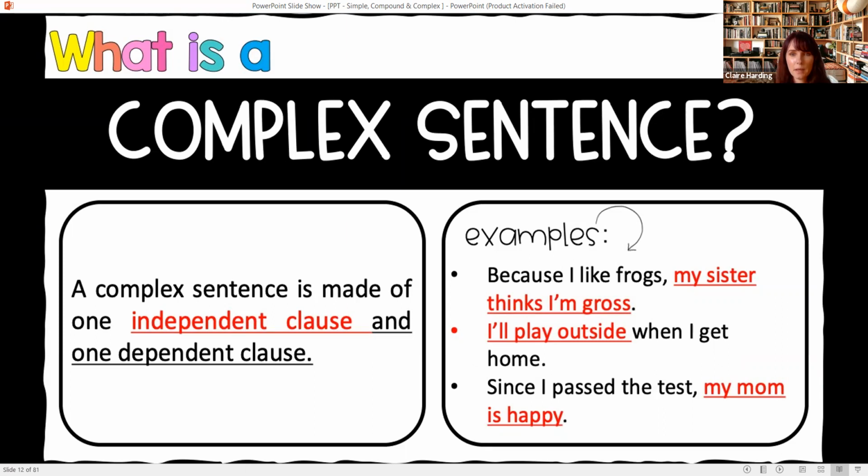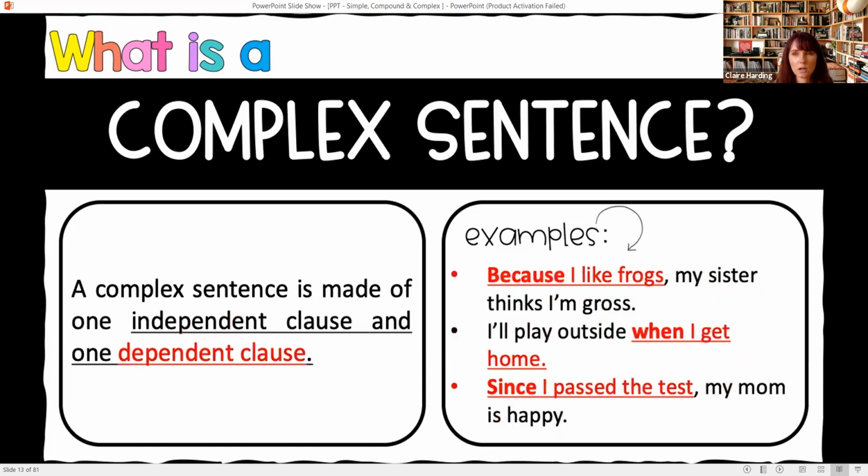So let's look at them. My sister thinks I'm gross. Can stand alone, right? It's a complete thought. I'll play outside. We could make a sentence with that. So it's an independent clause. And my mom is happy. Again, you could make a simple sentence with just my mom is happy. So those are your independent clauses.